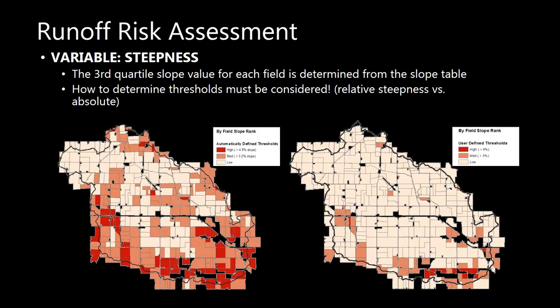The second variable to the runoff risk assessment is steepness. And this is going to use the 75th percentile slope for each field, and that comes from the slope table. The two images below show the difference between allowing the tool to automatically generate thresholds of slope compared to when the user defined thresholds. So although it's kind of difficult to convert sediment delivery ratio to the numbers to actually mean something to the user, people generally understand slope. And you may know for your watershed that slopes 8% or higher are much more at risk compared to other ones, or maybe 10% or higher.